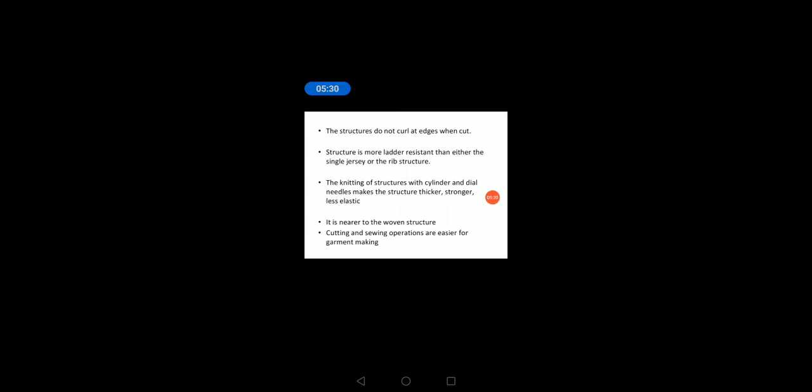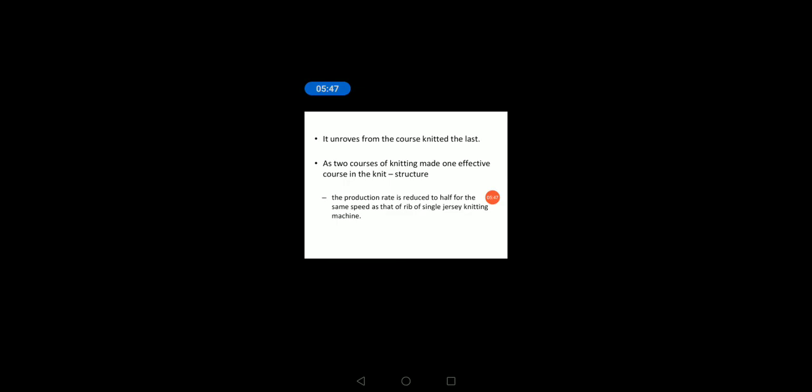The knitting of the structures with cylinder and dial needles makes the structures thicker, stronger and less elastic, and it has a structure near to woven, and cutting and sewing operations are easier for garment making. It unravels from the coarse knitted end.